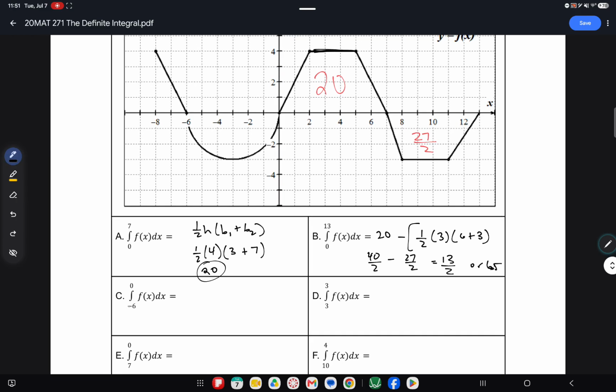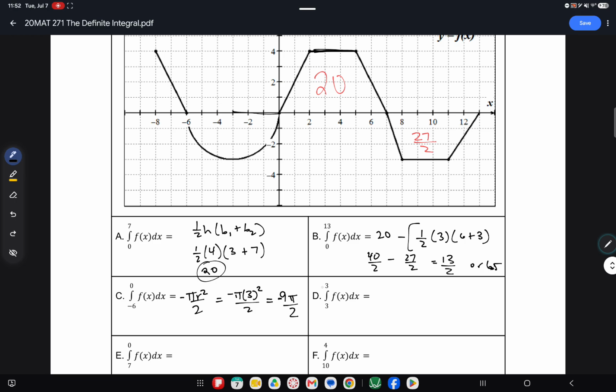All right, from -6 to 0. So it's that semicircle here. So that's pi r squared divided by 2. And our radius looks like 1, 2, 3. So that's going to be 9 pi over 2, but it's below the axis, right? So it's a negative area. So negative 9 pi over 2.